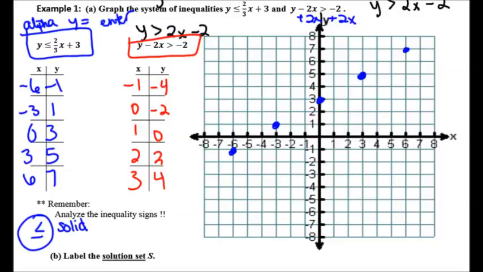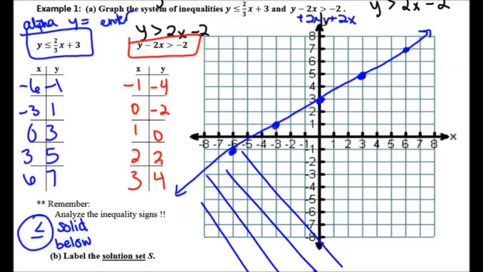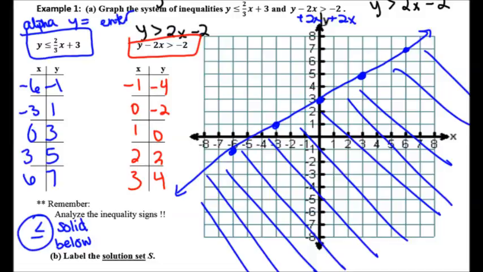And am I going to shade above or below this line? Well, it's a less than, so I want to shade everything below, everything less than that line. So go ahead right now, connect the points with a solid line. Make sure yours is straighter than mine. And shade in everything below, very lightly, because we still have one more inequality to put on this graph.